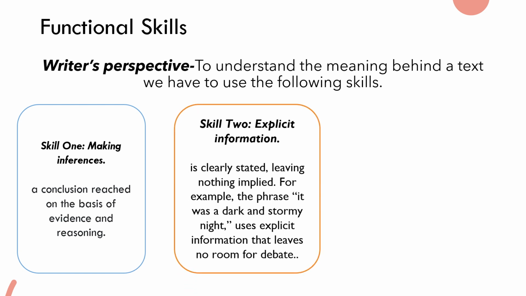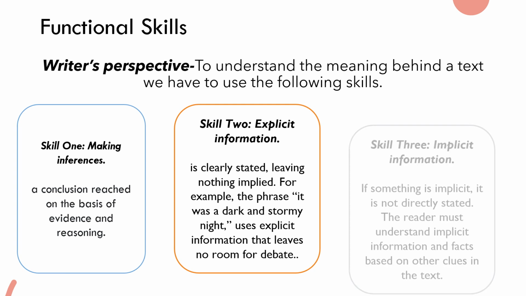Secondly then, we have skill 2, and this is about explicit information. This is the kind of information that is clearly stated and it leaves nothing to be implied, and it's very obvious in the meaning. So for example, if we have a look at the phrase, "It was a dark and stormy night." Now that sentence uses explicit information that leaves no room for doubt. It tells us very clearly what kind of night it was and what the weather was doing in that instance.